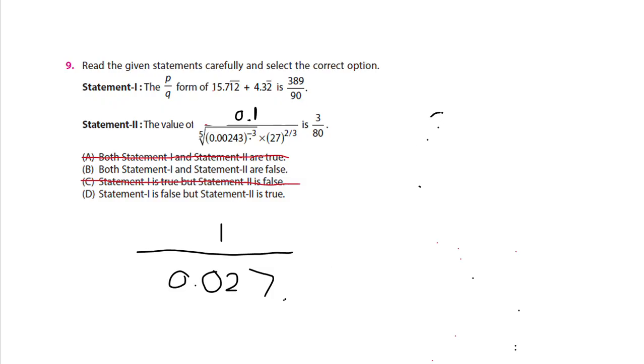Okay. Now we can move on to this fractional exponent, 27 to the power 2/3. So when you have a fractional exponent like this, a to the power m over n is equal to the nth root of a to the power m.